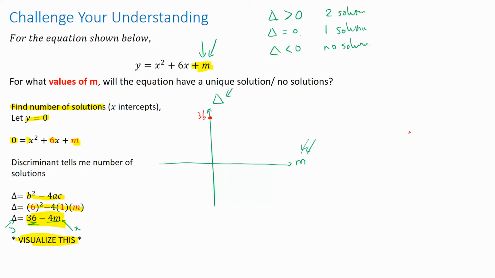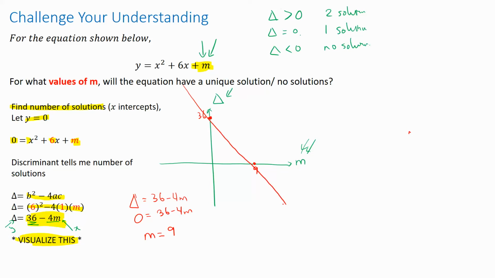If I ask you to find your m-intercept, where the discriminant equals 36 minus 4m, it's the same thing. To find your m-intercept or x-intercept, you let y equal 0, in this case the discriminant equal to 0, and this is what I want you to see: 0 equals 36 minus 4m. Then if you solve that, m equals 9. So 9's over here. I'll put it right there. And so I get this straight line equation.